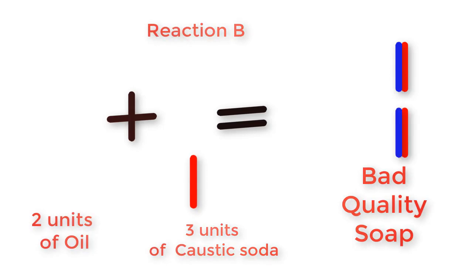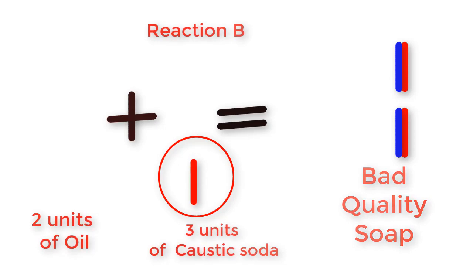At the end of the day, you will notice that 1 unit of caustic soda is left behind in the reactor, and this will also mix with the soap. Now, this 1 unit of caustic soda that is left behind can cause skin irritation, it can cause itching, or any other skin problem. This is an example of a bad quality soap.